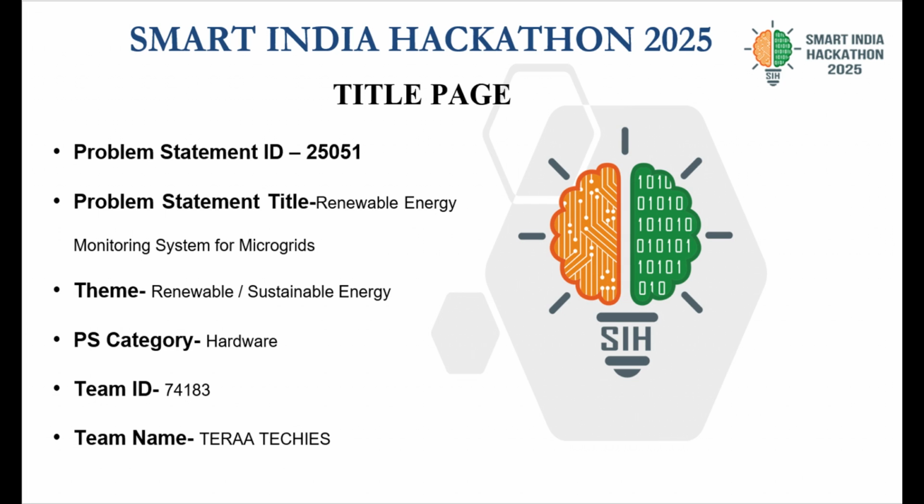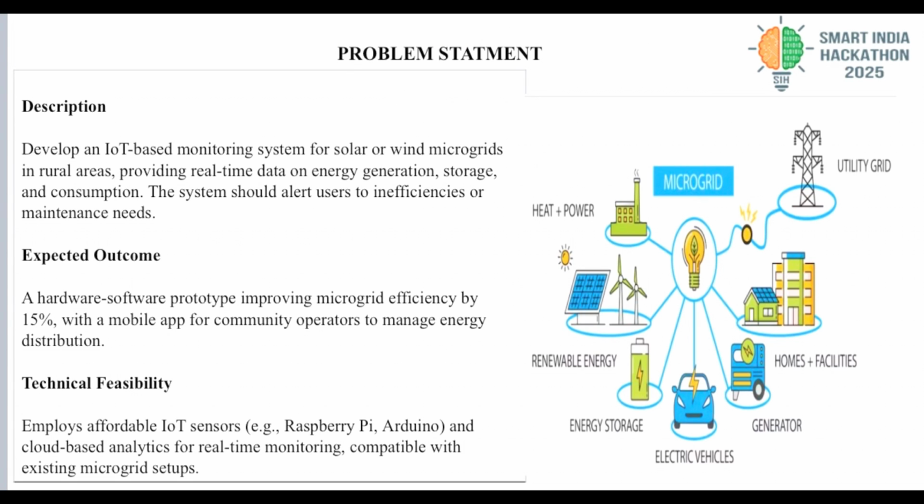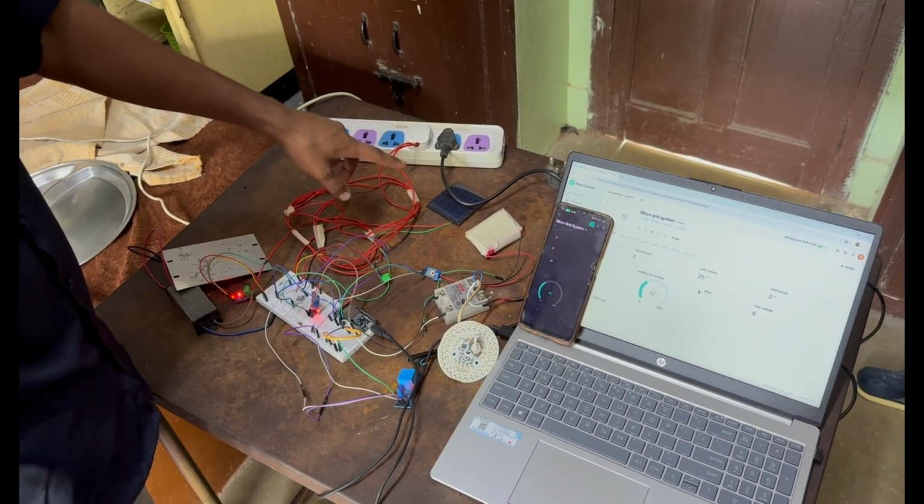We are Teraa Techies and we chose the problem statement Renewable Energy Monitoring System for Microgrids. Our main motto is to develop an IoT based monitoring system for renewable energy in rural areas and provide real time data and to alert if we need to maintain it. And the outcome should be an improved grid with efficiency of 15%. Our project: Smart Grid System for Home.